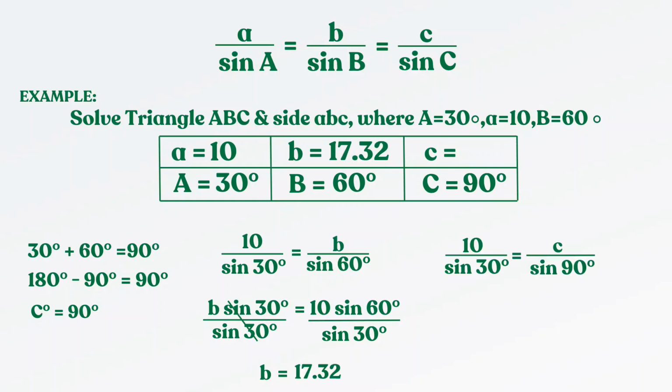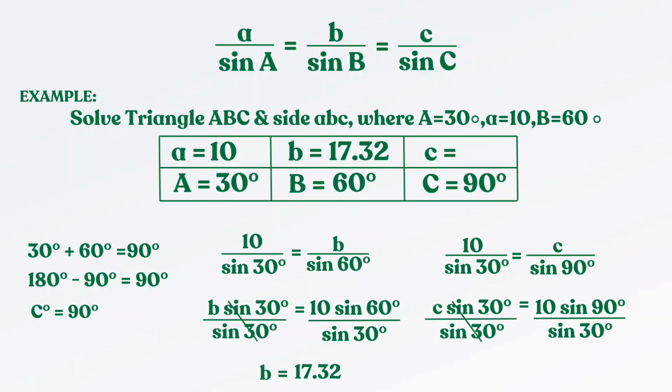17.32. And for our side c, still the same process. We need to set up our equation, then cross multiply, divide both sides by sine 30 degrees to eliminate it, leaving c only on the other side, which gives us c is equal to 30.